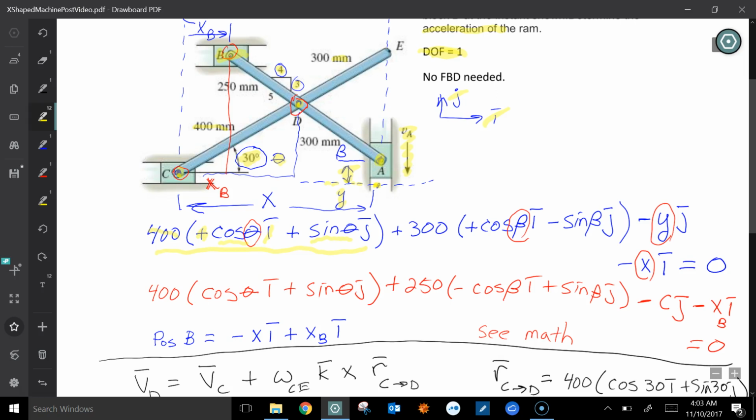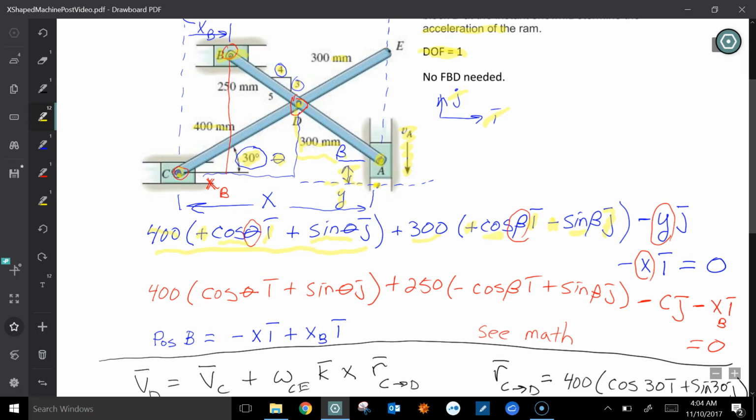And then to go from D down to A, I'm going to go to the right and I'm going to go down. The magnitude is 300 millimeters. To the right is positive i, and then down is minus j. And if you look at the angle where I've defined beta, eventually beta is going to be this 3, 4, 5 triangle here. With this triangle, the horizontal distance is the cosine of beta. The vertical distance is the sine.